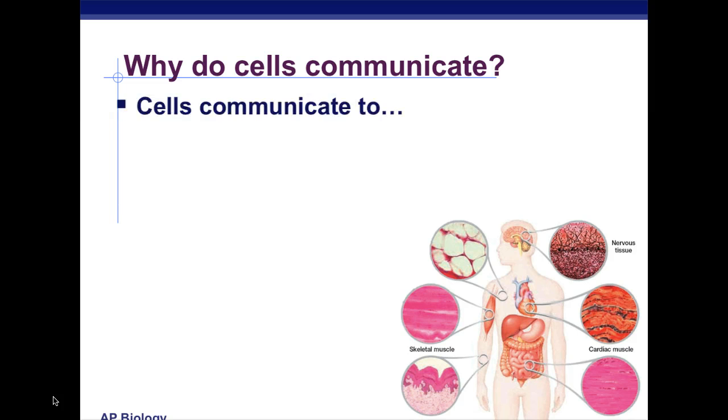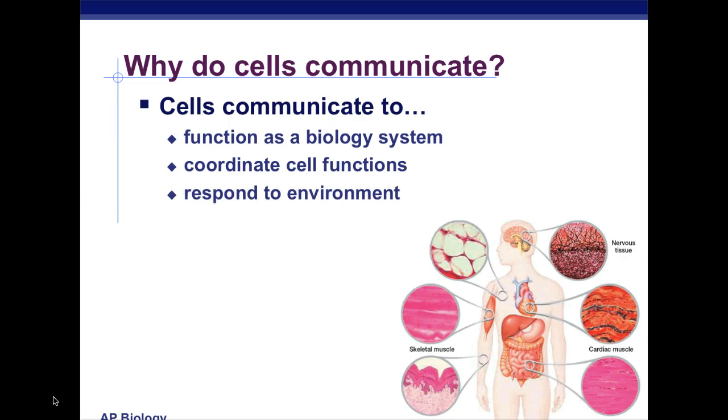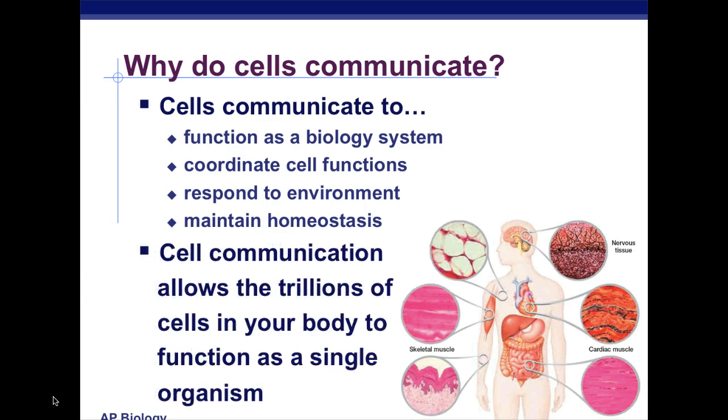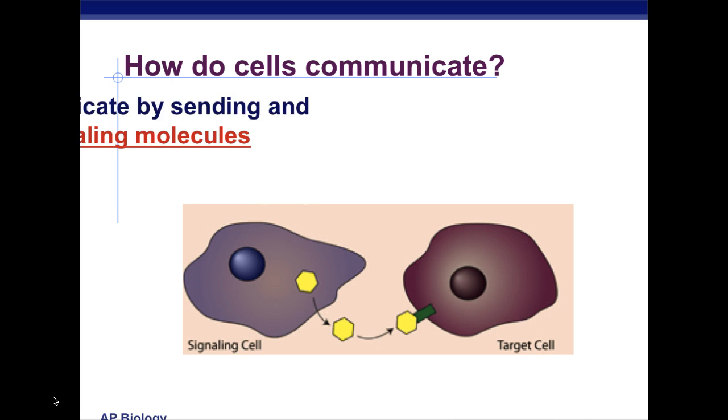So, why do cells communicate? Cells communicate to function as a biological system, meaning a whole organism, coordinate all the cell functions, respond to the environment, maintain homeostasis. So, cell communication allows the trillions of cells in your body to function as a single organism. So, cells talk to each other so that they can coordinate their efforts to allow you to exist as a multicellular organism.